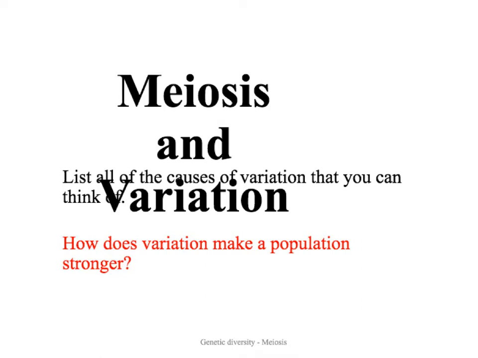So how does genetic variation make a population stronger? If you've got a greater combination of alleles, different varieties of alleles, so you've got a larger gene pool, then you're more able to survive environmental change. For example, a new disease coming along.